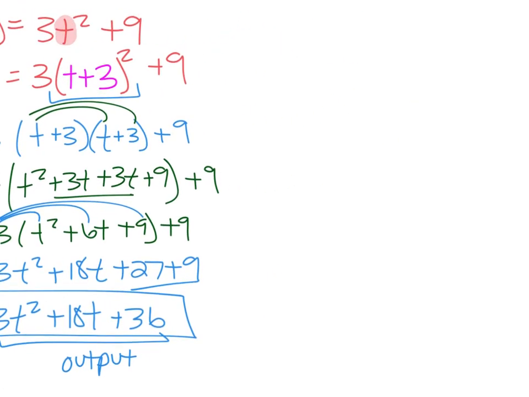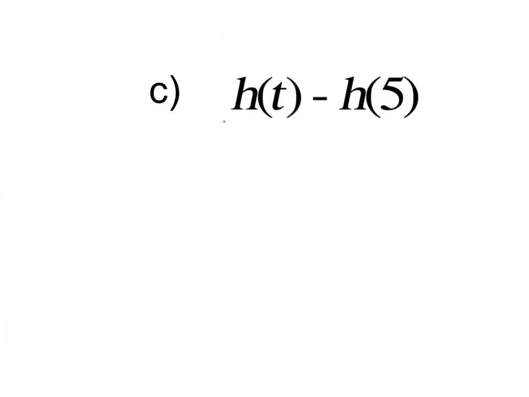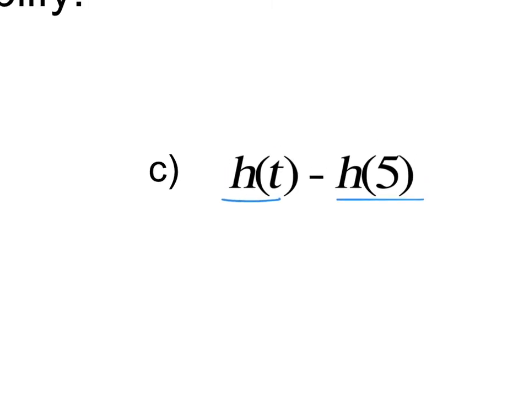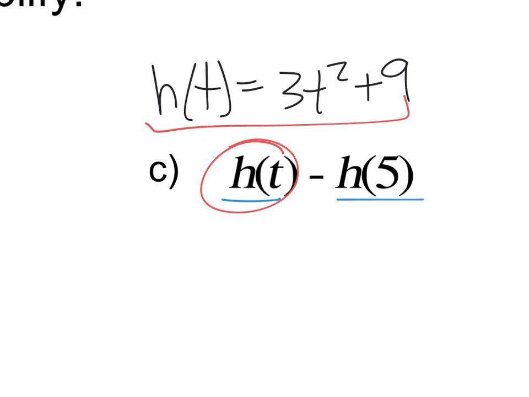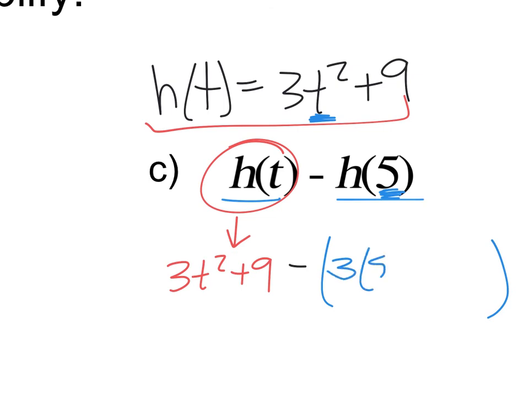Our last example is having us subtract two things. So I'm going to rewrite our function just right above here so we have it to look at. Okay. So what the first piece is asking me for is just the original function. It's just h of t. So for this, it's just 3t squared plus 9. It's the exact same thing. And then I'm subtracting. And when I subtract, I want to put whatever I'm subtracting in parentheses. And in that, I'm going to substitute a 5 in for the t. So we get 3 times 5 squared plus 9. And then we can simplify.